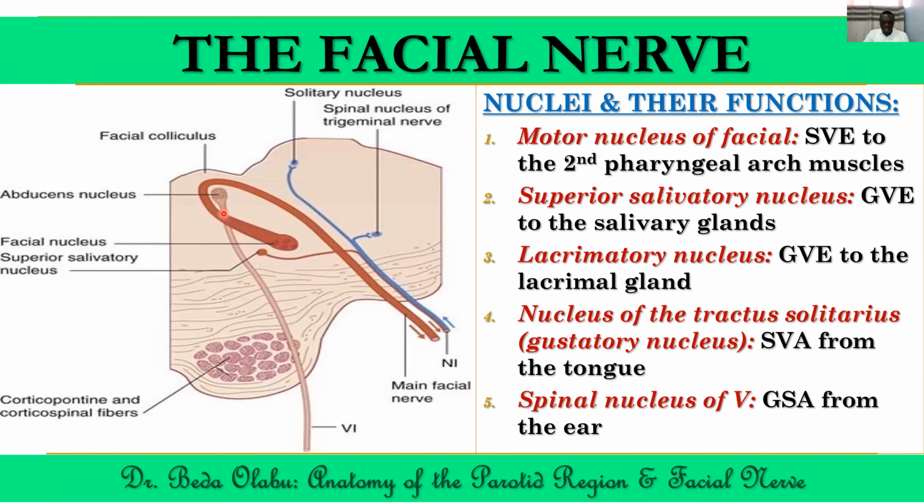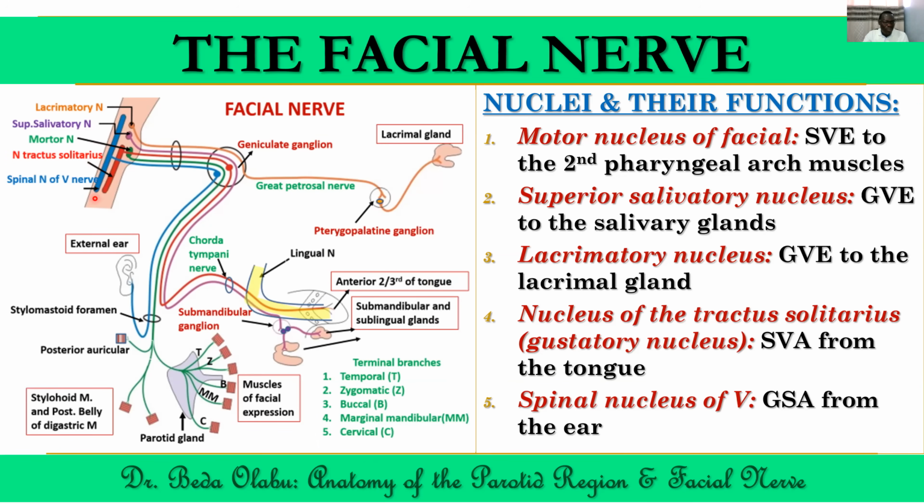In this image, you can see the many nuclei there. The lacrimatory nucleus related to innervation of the lacrimal gland. We have the superior salivatory nucleus related to innervation of the salivary gland. Remember that is parasympathetic, so there will be preganglionic and postganglionic fibers and a ganglion somewhere.